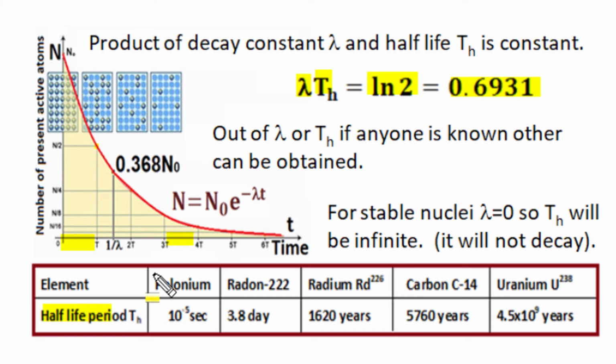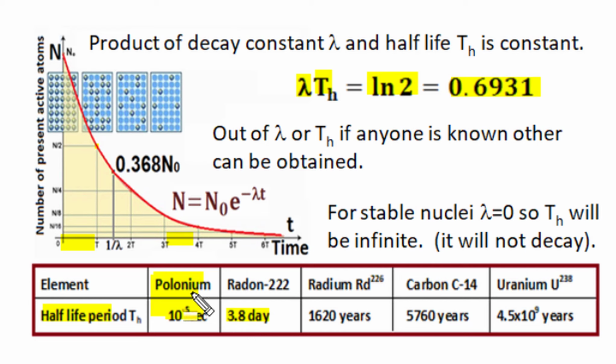Polonium, which is a very active radioactive substance, has a very small value of half-life. So its half-life is smaller, so decay constant is higher. So rate of decay of polonium is very high, and in a fraction of a second you will find that polonium will become negligibly small, whereas radon-222 has a higher value of half-life period, 3.8 days, considerable in duration.